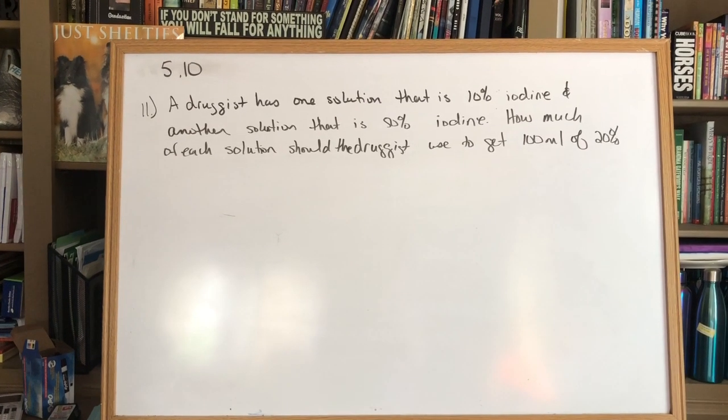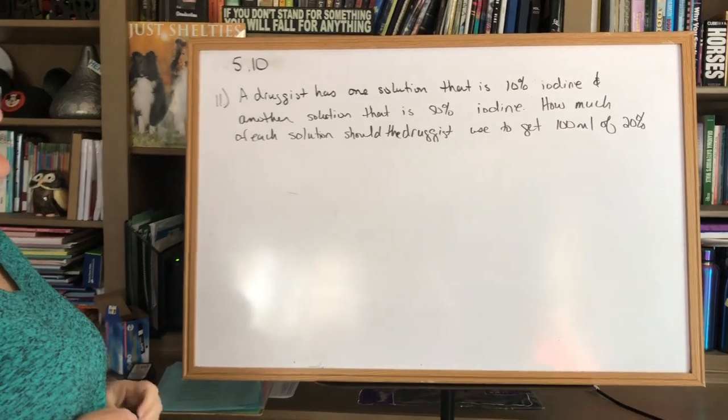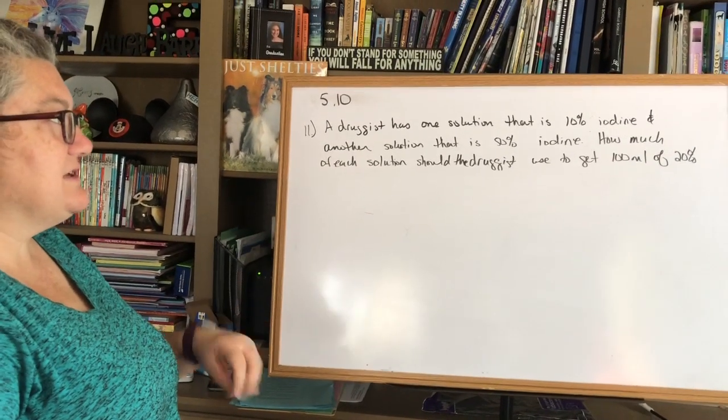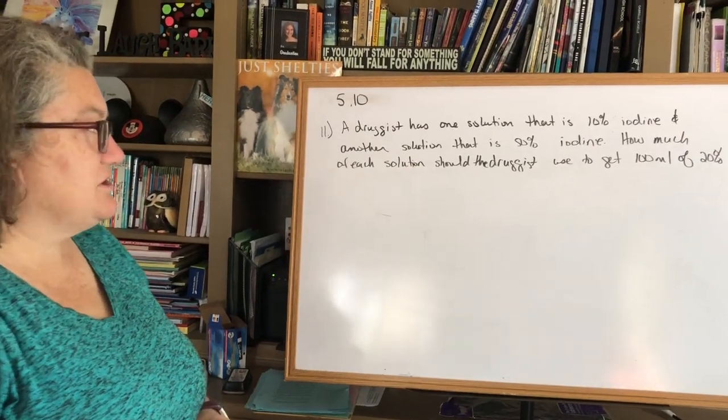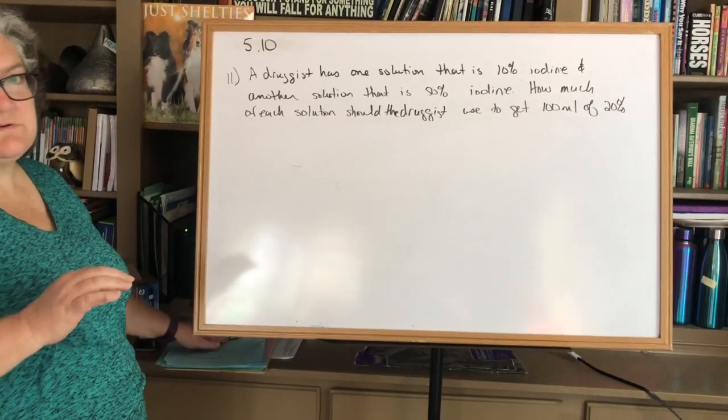Here we are in 5.10. This is number 11. And it says a druggist has one solution that is 10% iodine and another solution that's 50% iodine. How much of each solution should the druggist use to get 100 milliliters of 20% solution?